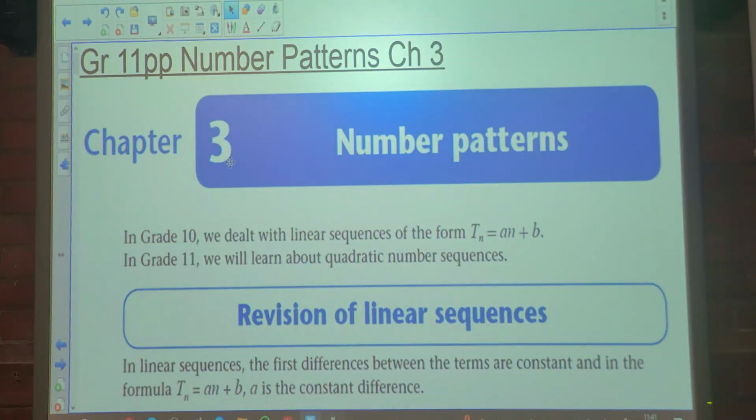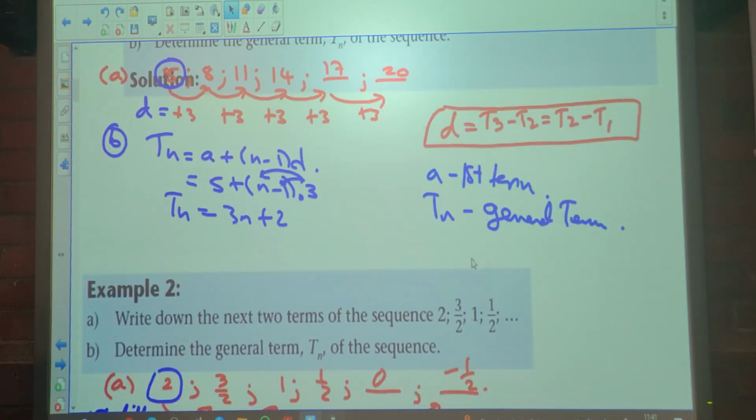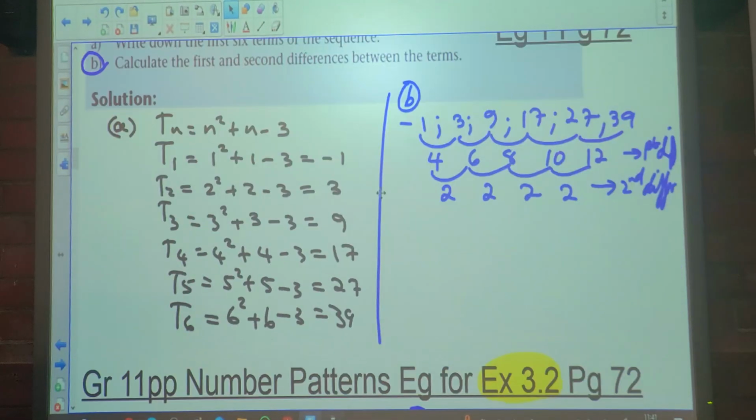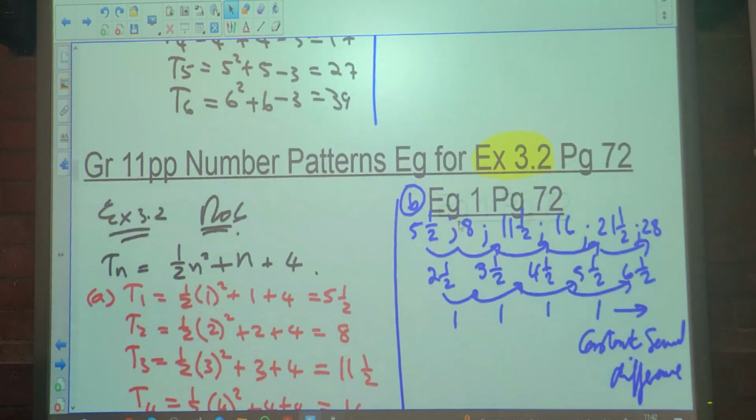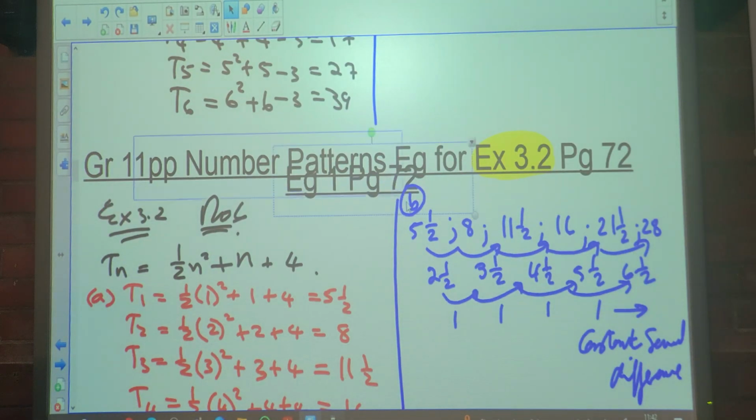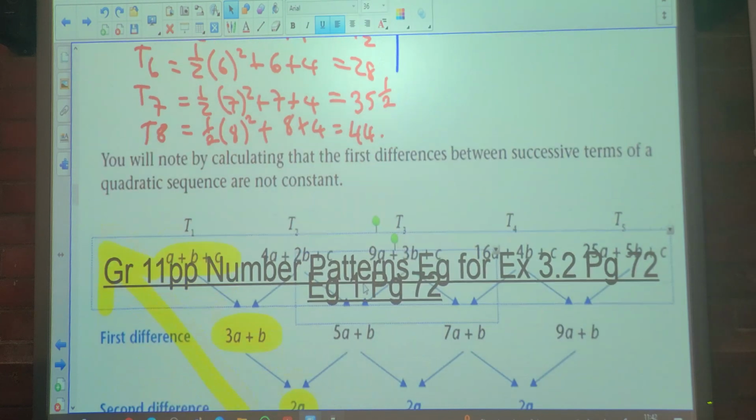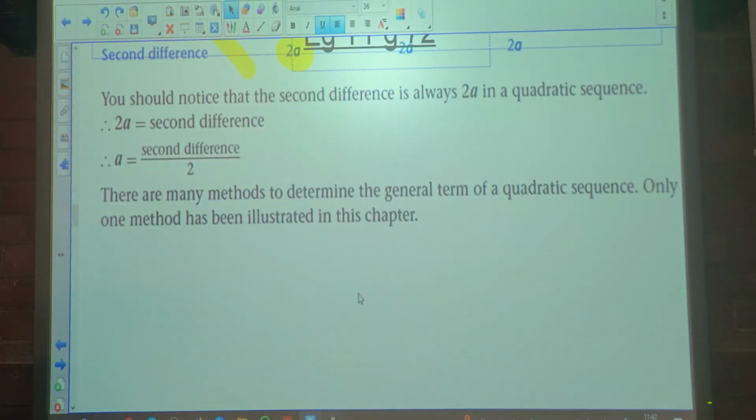Okay, good morning class. So at this point we're looking at number patterns. We are looking at the examples for exercise 3.3.